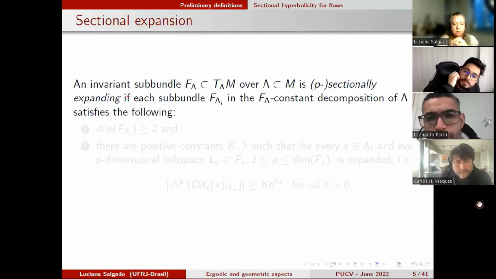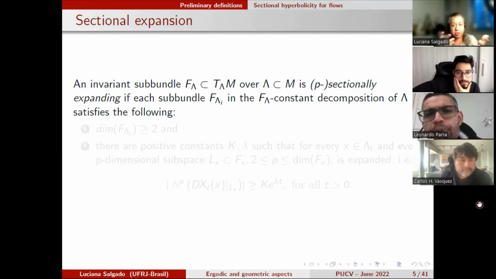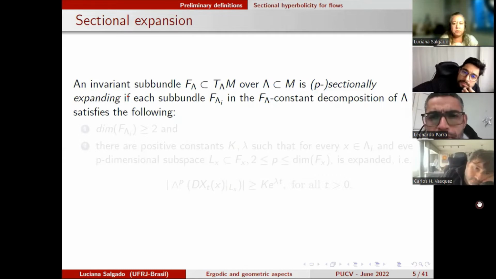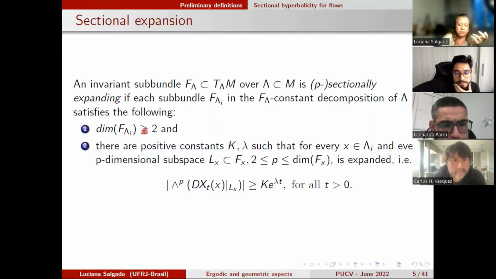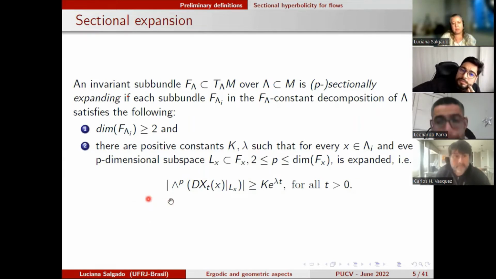So recently I've made a similar definition, but now I'm going to consider any sectional expansion dimension of the expanding subbundle between 2 and the full dimension of the subbundle F, okay? So we say that a subbundle is p-sectionally expanding if each subbundle inside it has the following properties. The dimension is greater or equal to 2, and there is a constant such that we have the sectional expansion like this, represented here by the exterior power. Okay, so this is our definition.